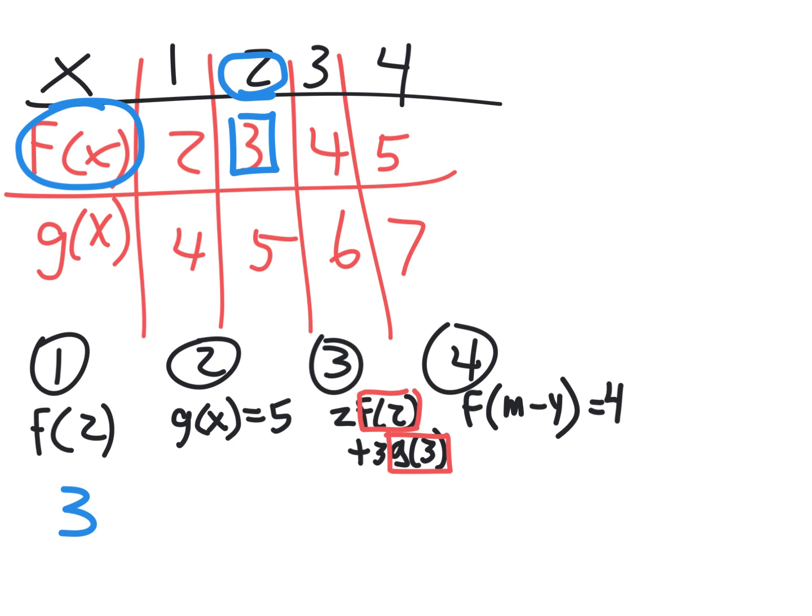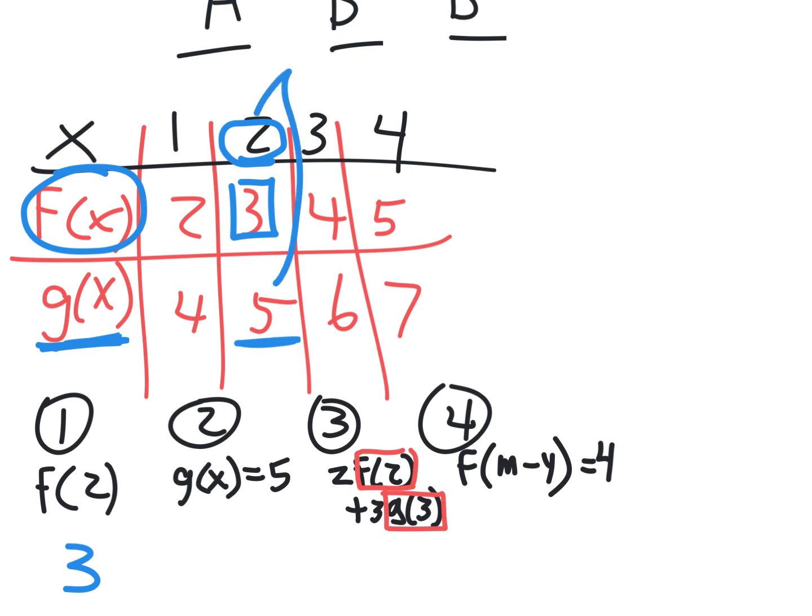That one's 3. G of x is 5. That means the y value is 5. This is the one they just called out. G of x is 5, and what they want to know is what's the x value. So you go up here, and it's 2.